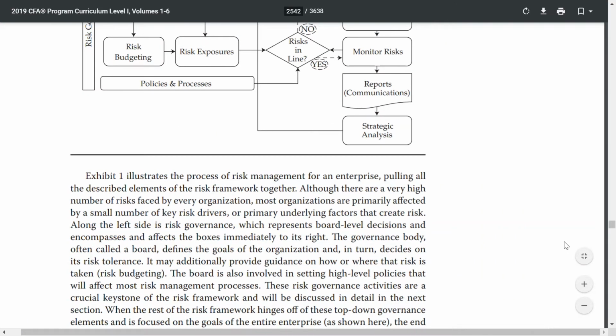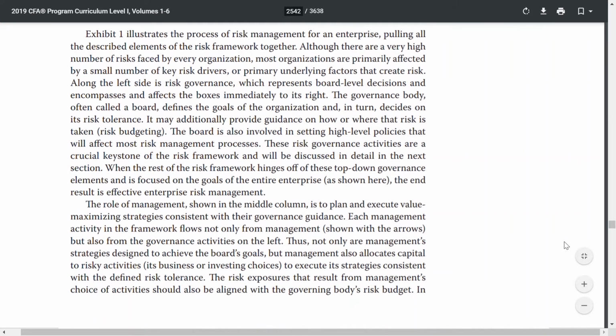Exhibit 1 illustrates the process of risk management for an enterprise, pulling all the described elements of the risk framework together. Although there is a very high number of risks faced by every organization, most organizations are primarily affected by a small number of key risk drivers, or primary underlying factors that create risk. Along the far left side is risk governance, which presents broad levels of decisions and encompasses and affects the boxes immediately to its right.